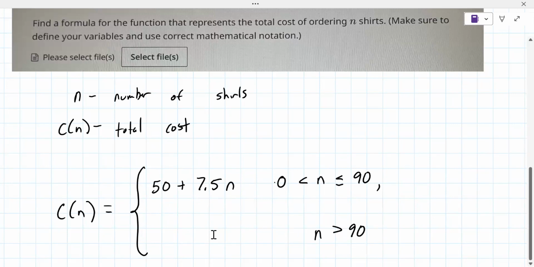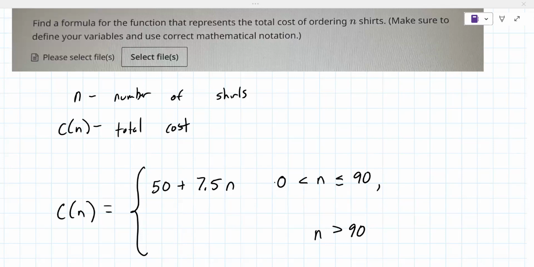Now, when you buy more than 90 shirts, here's the thing, you've already paid the setup cost and you've already paid for 90 shirts. So to figure this next part out, you have to basically evaluate this at 90. You have to figure out how much the first 90 shirts cost. Let me know what you come up with for that.